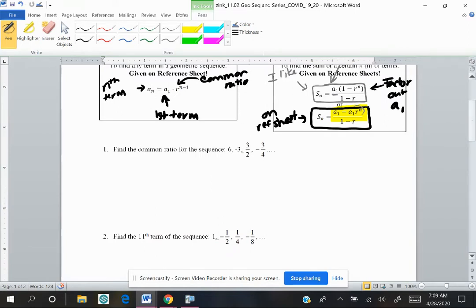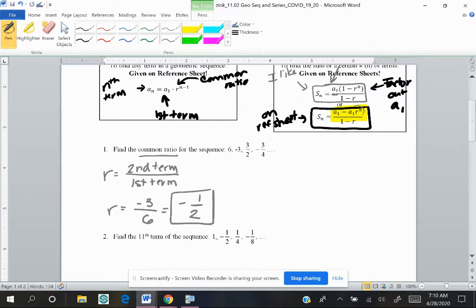Okay, so number 1 says find the common ratio. So just like we did with arithmetic, we're going to take the second term and the first term, but instead of subtracting them, we're going to divide them since we want to know what's being multiplied by each term to get to the next. So I'm going to take negative 3 divided by 6 gives me negative 1/2.